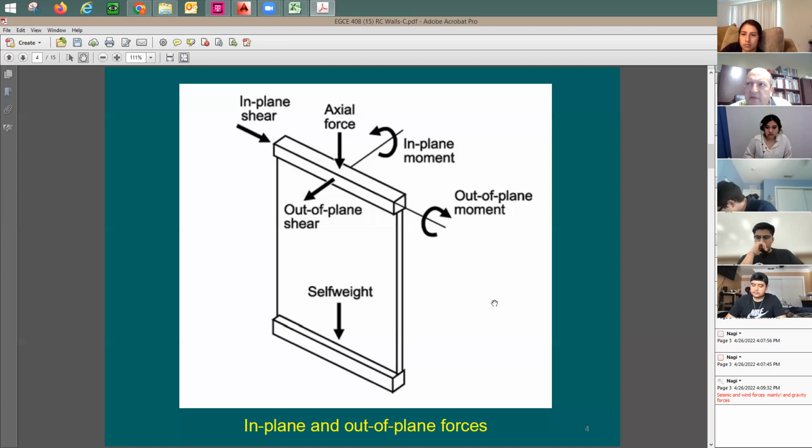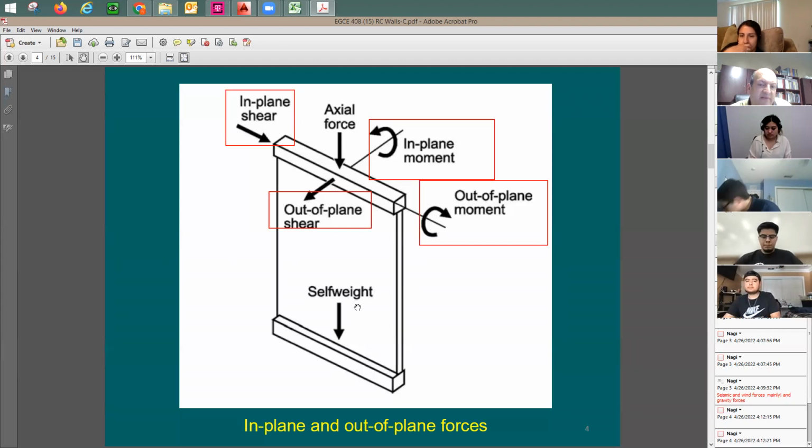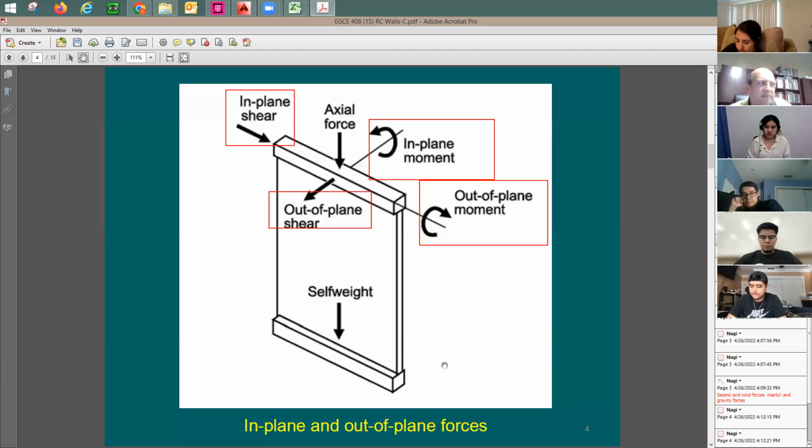Very similar to columns. Columns support, let's say, floor loads, roof loads, and also the column self weight. It has to be part of it. So if you take a wall like this and remove this shear, remove this out of plane shear, and remove this moment and this moment, I may call it gravity loads. So if the wall supports only the axial force and the self weight, it is going to be a gravity wall. Once exposed to lateral forces and shear, I'm going to call it here shear walls.